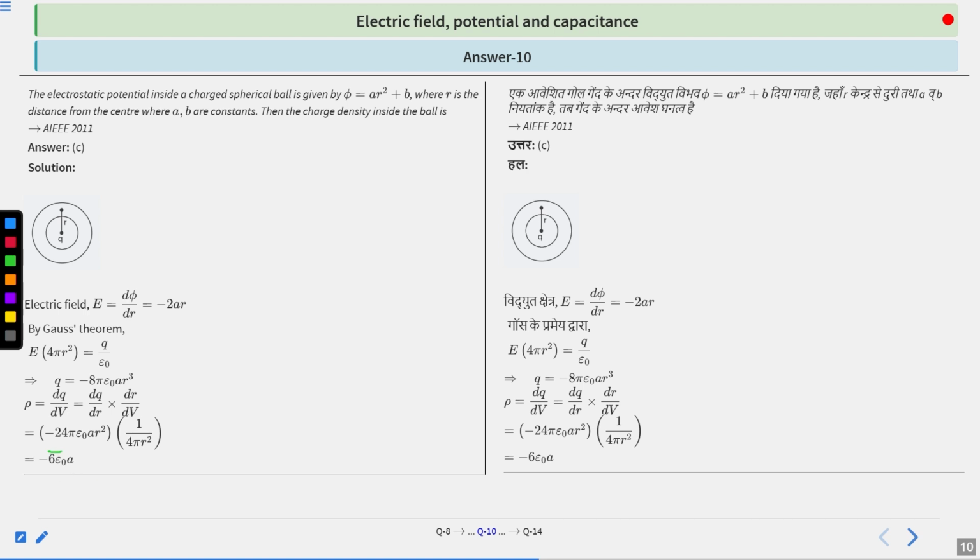So this is the correct answer. Based on this answer, which option is correct? C option is correct. Clear?